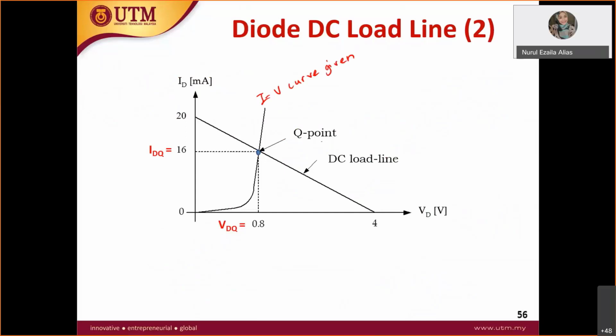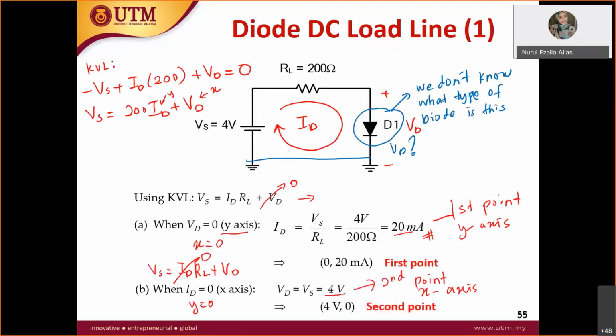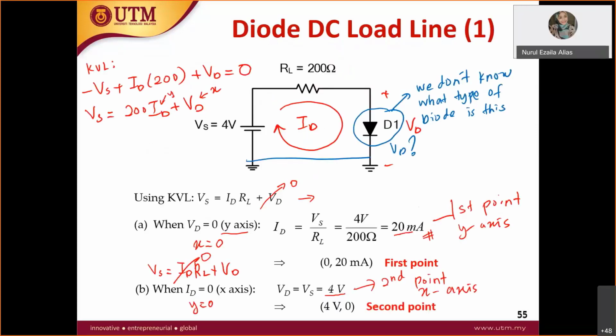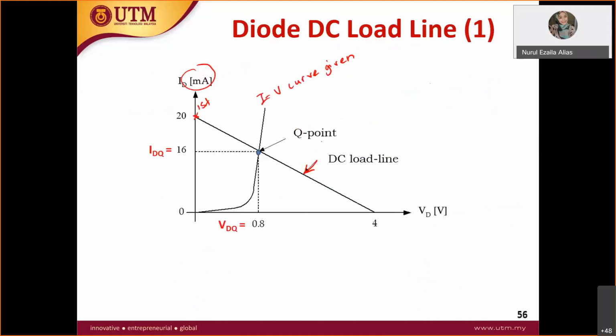Your job is to draw this DC load line. Okay, how to draw the DC load line? Go back to your answer. Your first point just now is 20 milliampere. This is already in milli. So this is your first point, here, 20 milli. And the second point just now is 4 volt. This one, 4 volt. This node is your second point.